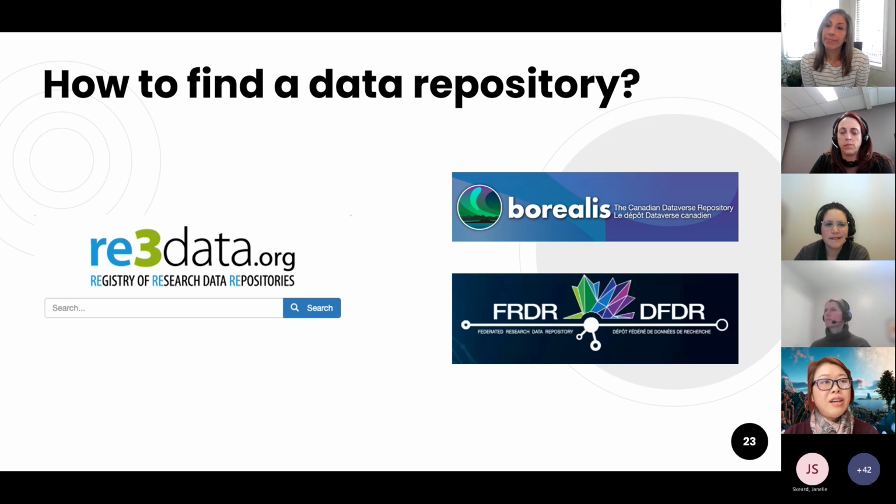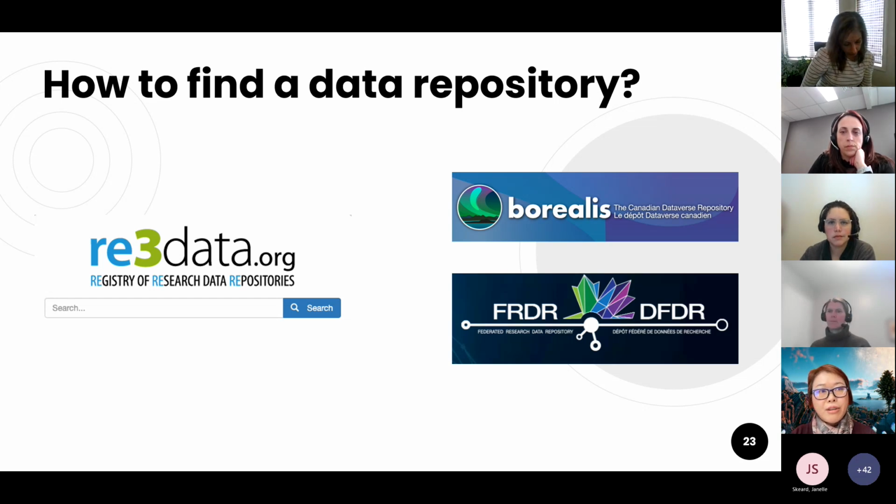So when searching for a research data repository, especially a domain or discipline specific repository, here's some places you can start. First, re3data is a good place to start. It is a registry of research data repositories globally. So you can search through its comprehensive list of disciplines to find a repository for your data.